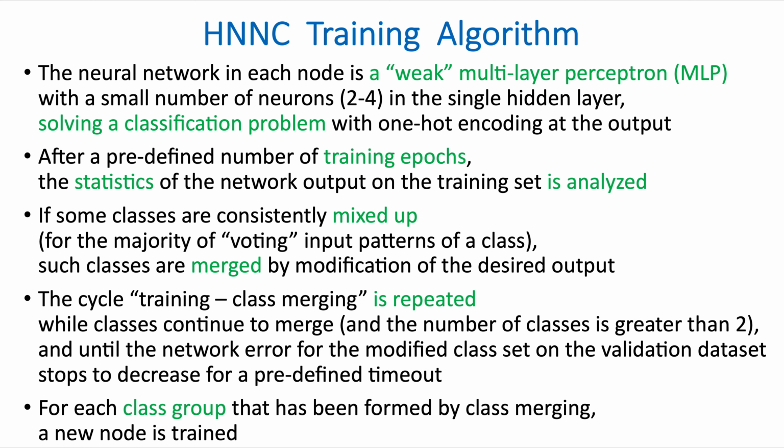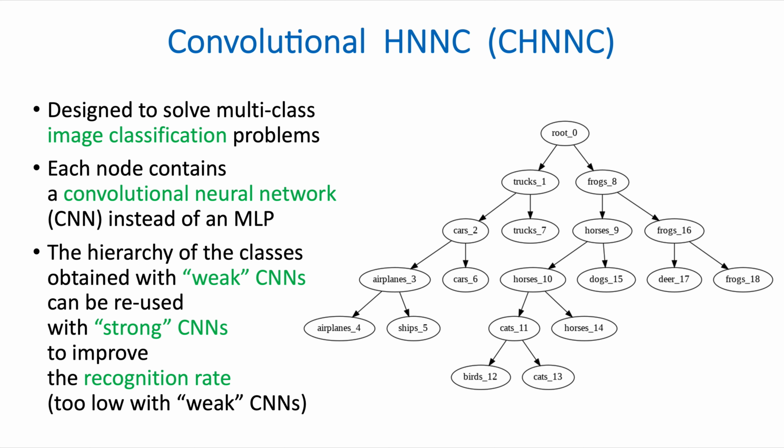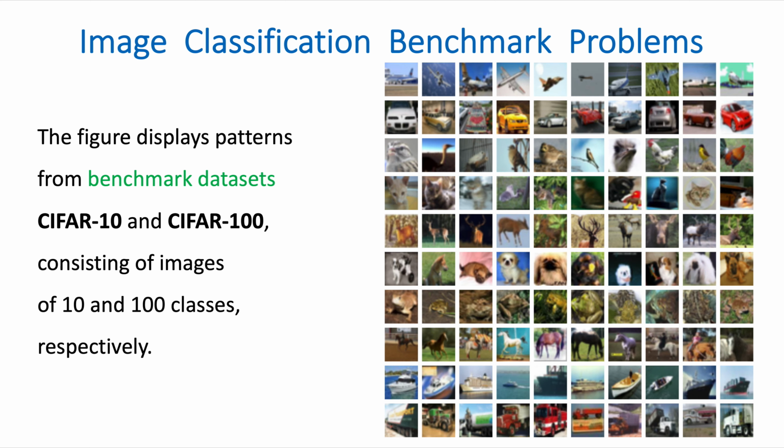So, the Convolutional Hierarchical Neural Network Classifier is designed to solve multi-class image classification problems. Each node contains a convolutional neural network instead of a multilayer perceptron, as in the regular hierarchical neural network classifier. The hierarchy of classes obtained with weak CNNs can be used with strong CNNs to improve the recognition rate.